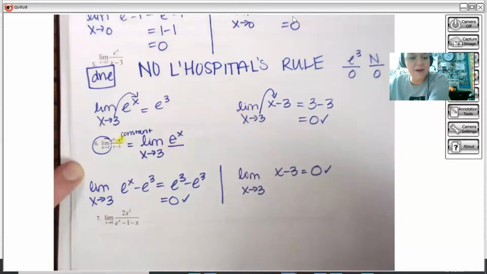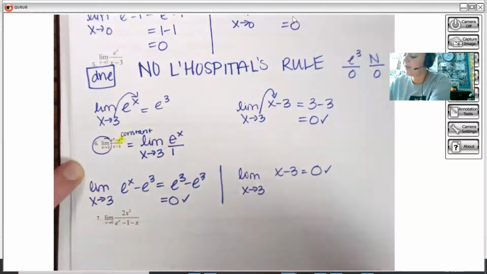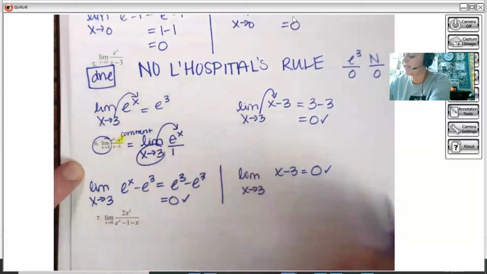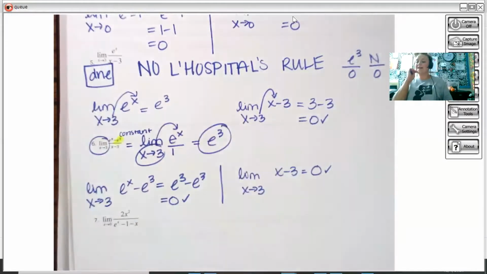Same thing happens on the bottom. I had an x minus 3. Derivative of x is just a 1. And then when I reapply this limit, I just get e cubed on top over 1, which means that limit does still exist and it equals e cubed.